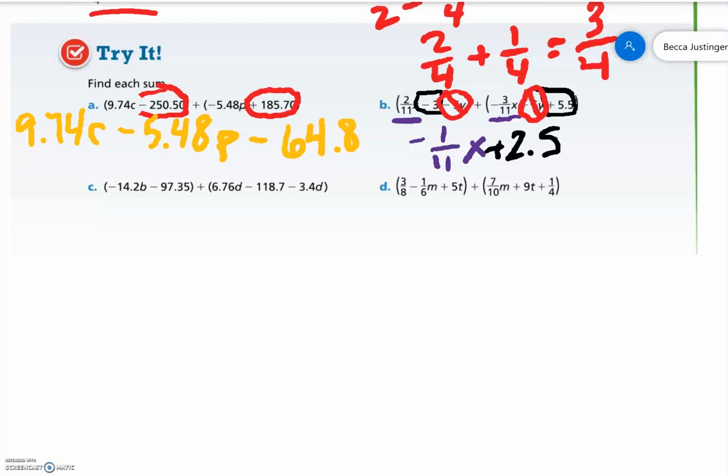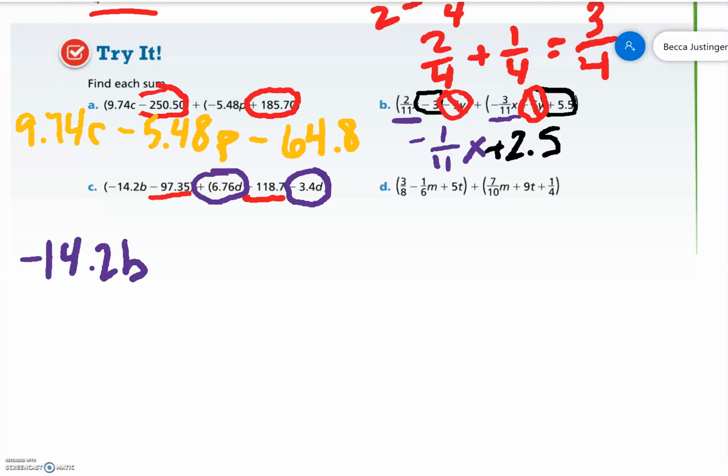Next, we have -14.2b, but there are no other b's. We have -97.35, that's a constant. So I underline my other constant, -118.7. Then I've got 6.76d and -3.4d. So I'm going to rewrite -14.2b because there's nothing to combine it with.